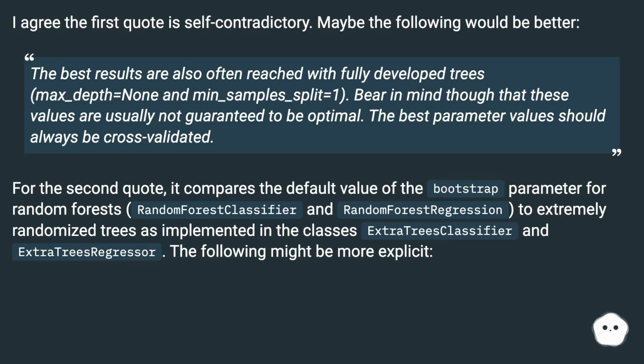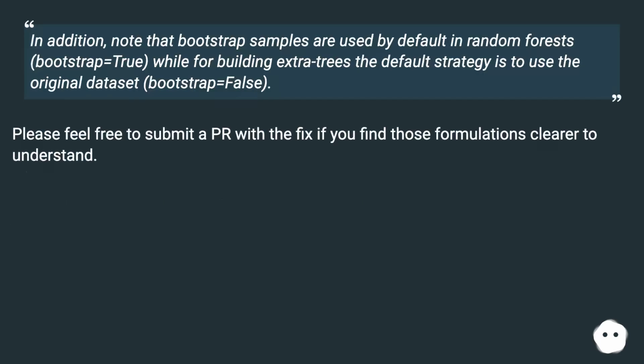For the second quote, it compares the default value of the bootstrap parameter for RandomForestClassifier and RandomForestRegressor to extremely randomized trees as implemented in the classes ExtraTreesClassifier and ExtraTreesRegressor. The following might be more explicit: "In addition, note that bootstrap samples are used by default in random forests (bootstrap=True), while for building extra trees the default strategy is to use the original dataset (bootstrap=False)." Please feel free to submit a PR with the fix if you find those formulations clearer to understand.